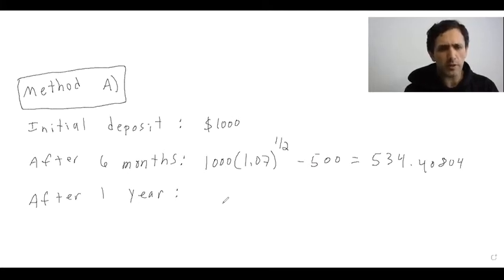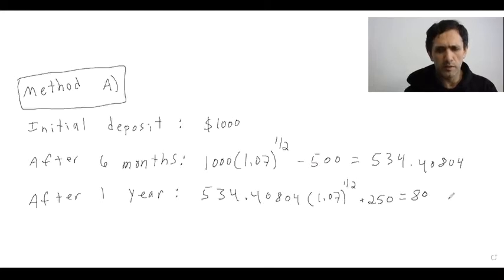So after 1 year, well, this amount, 534 and roughly 41 cents, this is going to accrue 6 more months of interest between 6 months and a year. So again, it's times 1.07 to the 1/2. And then we deposit 250 to get 802 and roughly 80 cents, like 802.79598.